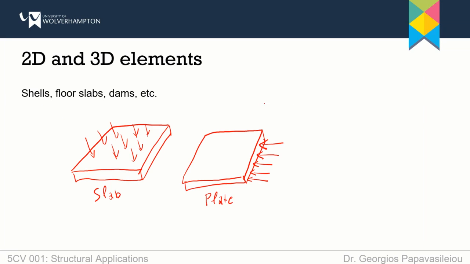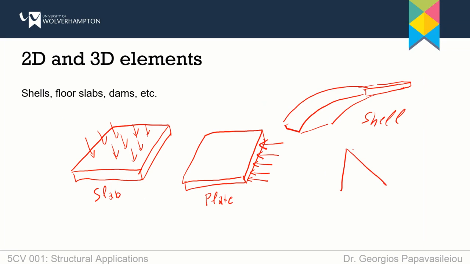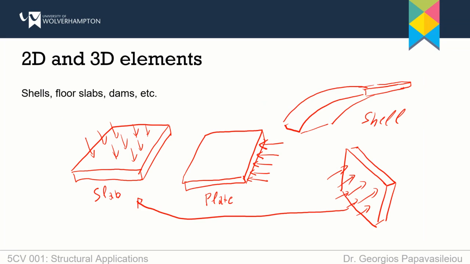Of course, we can have cells, and cells are typically curved structures in two dimensions. For example, it could be something like that. Let's say part of a dome, or perhaps, well, it could be pretty much anything in reality. This would be a cell. And of course, we can have, for example, some kind of retaining walls. Now, retaining walls will be receiving loads like that. So, as you might imagine, retaining walls will be analyzed and designed as slabs.